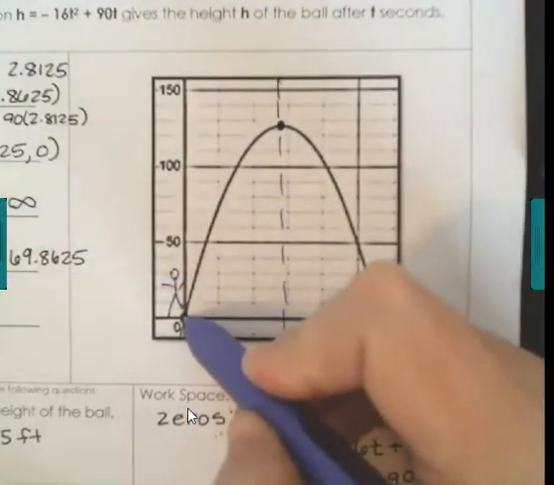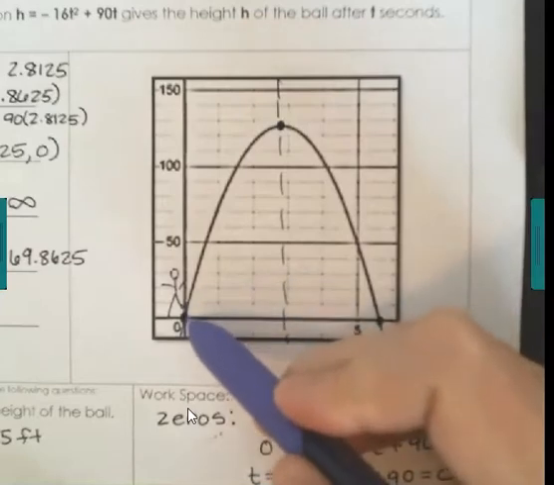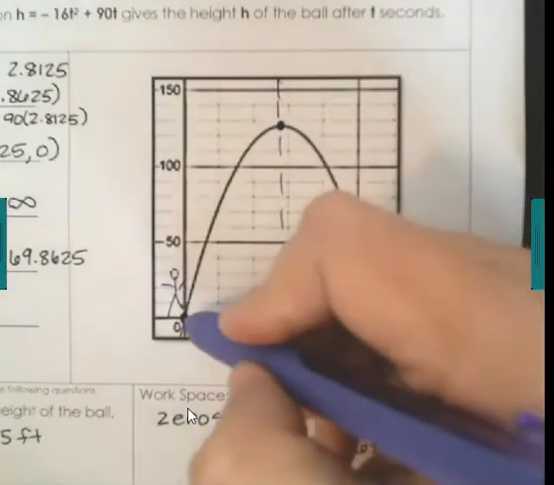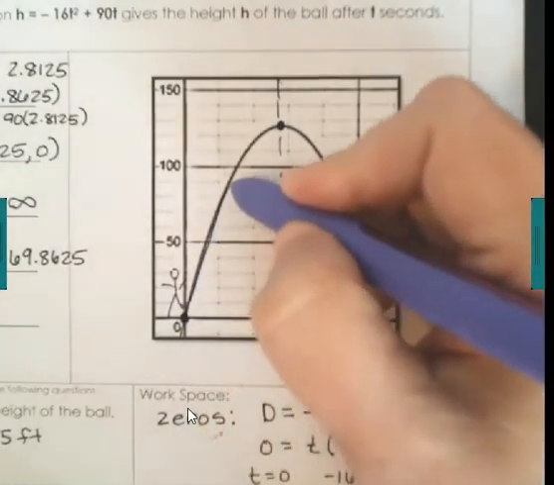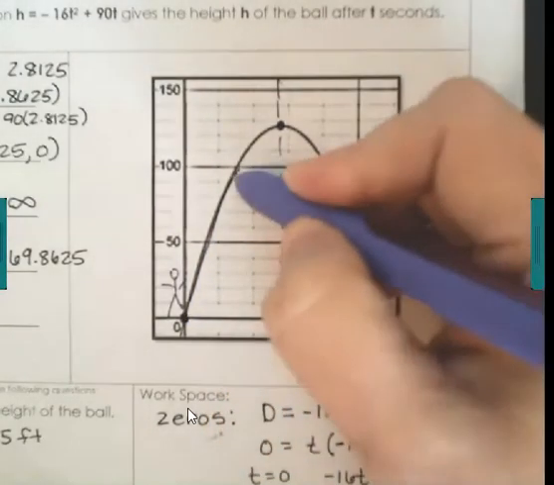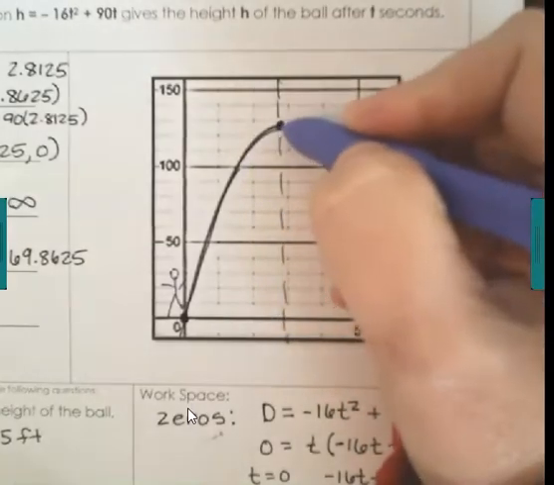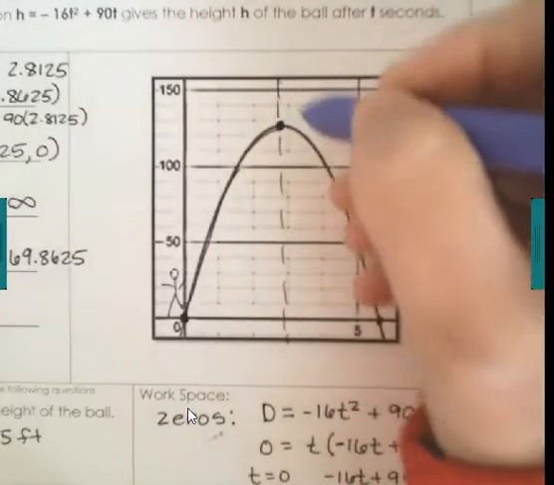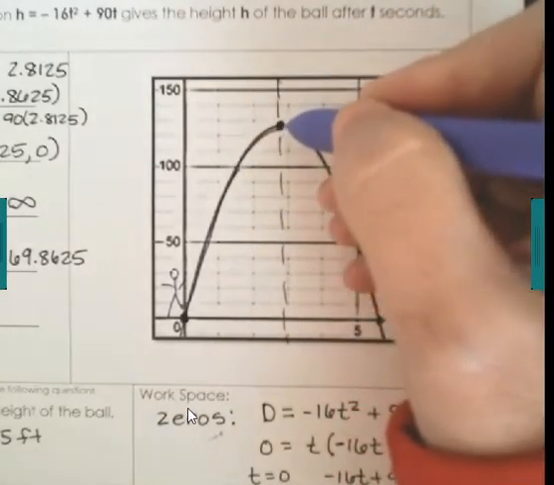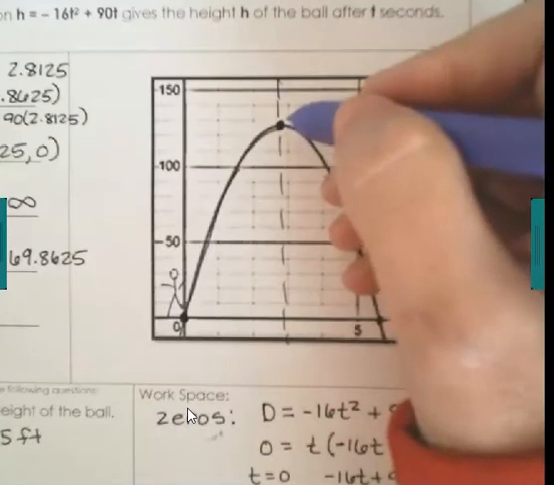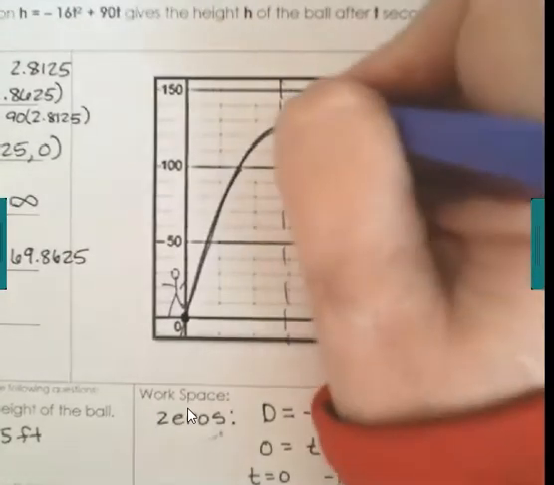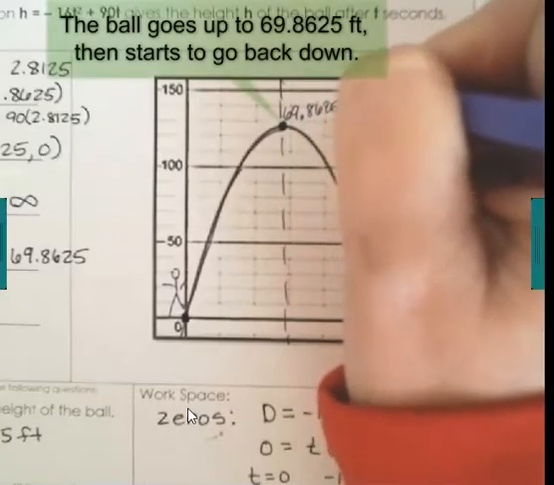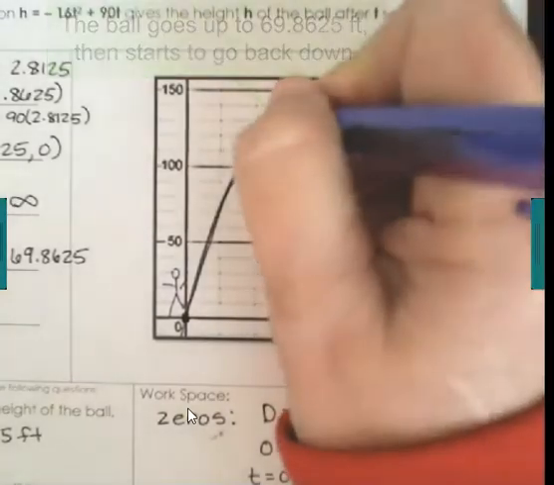So at the point before it was kicked, it's at 0 time, and it's on the ground, so it's at 0 feet. The ball travels up over a few seconds until it gets to the vertex, where it's at its highest point. What is the height of the ball at that point? The height of the ball at that point is the y value of the vertex, so it's at 69.8625 feet. That was given to you.